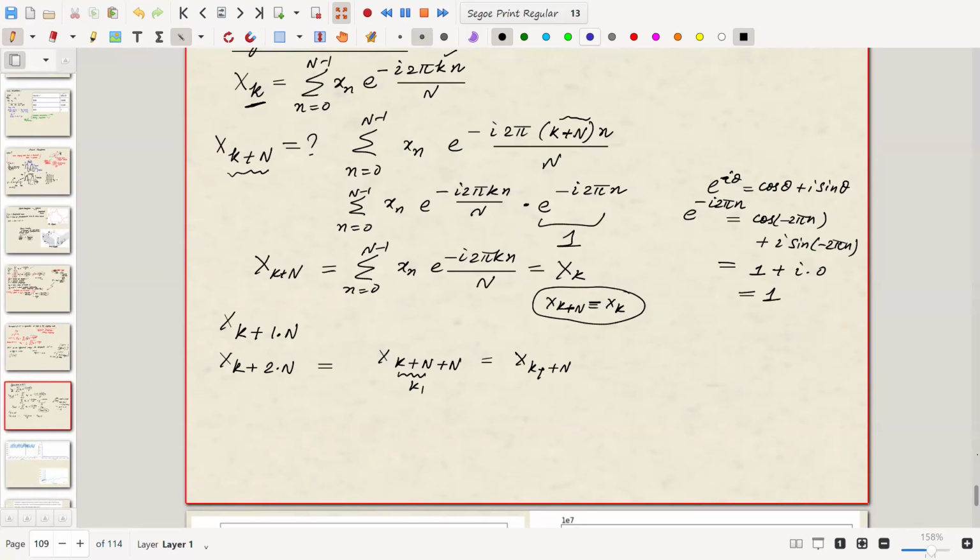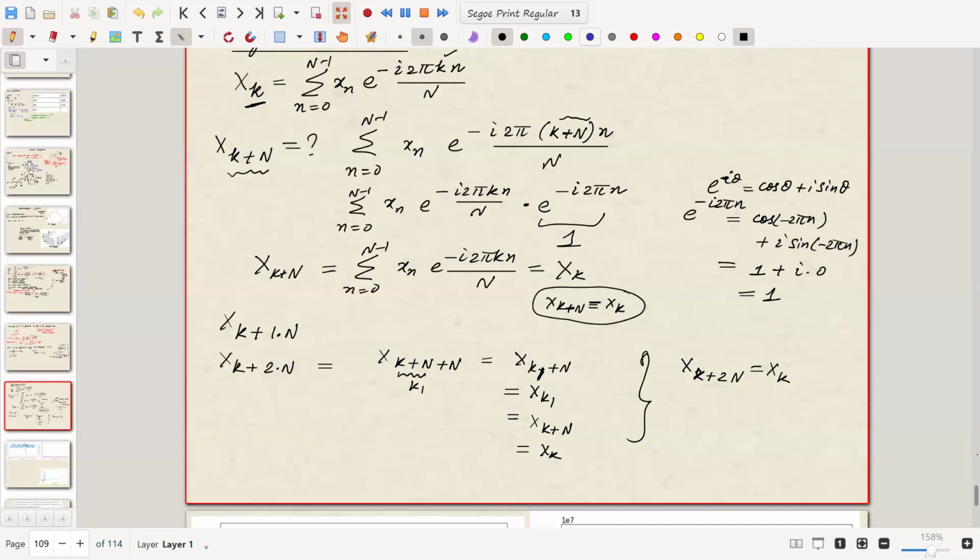Finish. I'll come to you. x(k plus n) is equal to x(k). You agreed with that, right? Now I am asking what should be x(k1 plus n). What is k1? k1 is k plus n again. Now again, what is x(k plus n)? x(k). So you got the idea. You got from this that x(k plus 2n) is nothing but x(k) again.